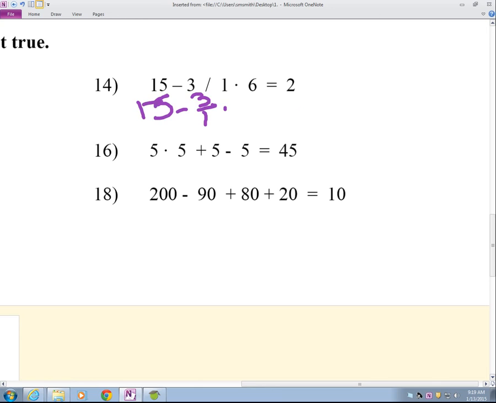Where do we need parentheses? The 15 minus 3, let's try that. I'm going to rewrite that as 15 minus 3 divided by 1 times 6. Okay, so 15 minus 3 is 12. 12 times 6 is definitely not 2. 12 times 6 is going to be 72. What about the 1 times 6? Let's try that one.